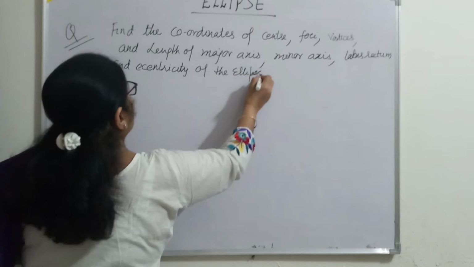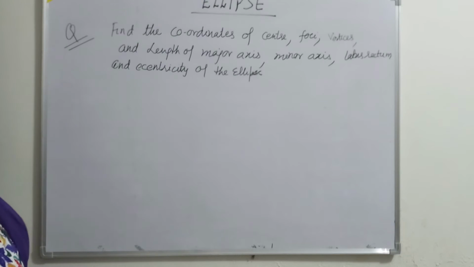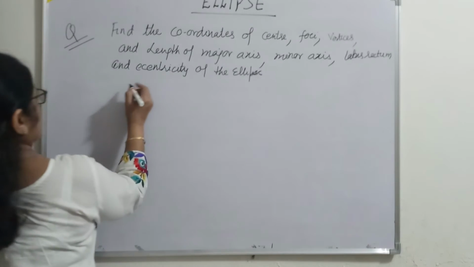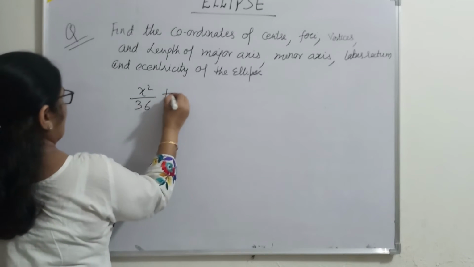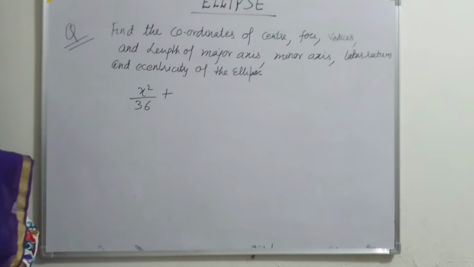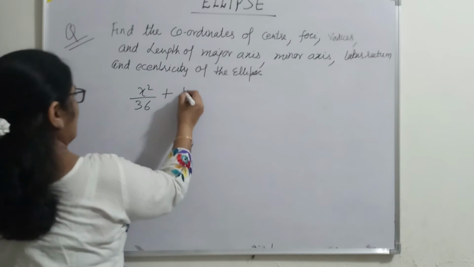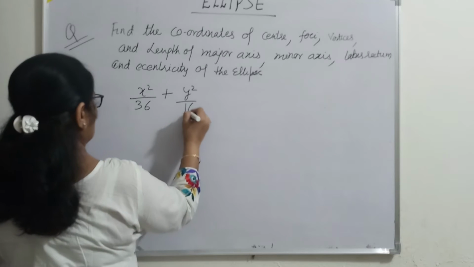An equation is given and we have to find the following terms related to the ellipse. The equation is x square upon 36 plus y square upon 16 is equal to 1.